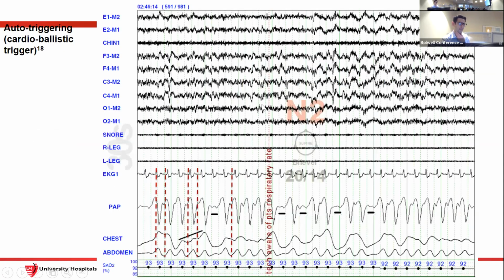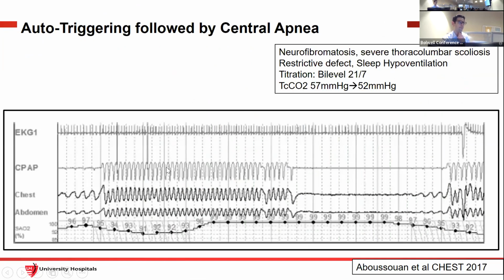Here's another example of the same thing, and clearly this is cardioballistic or auto-triggering. Auto-triggering doesn't have to be due to cardioballistic, but it can be if it lines up with the QRS complex. That led to overventilation, hyperventilation, and then central apnea.